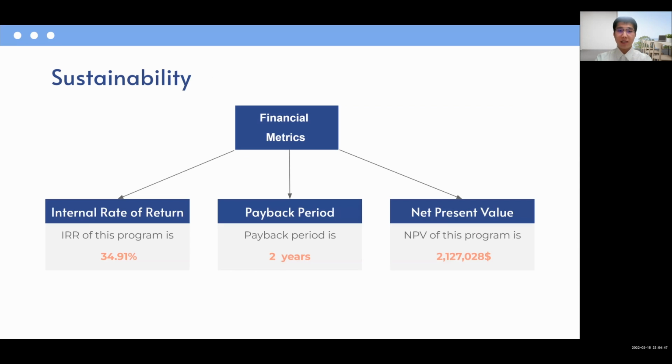So then let's assess this program from some financial aspects and identify its sustainability. As you can see, there are 3 main financial indicators. Firstly, let's take a look at IRR. The IRR of this program is 34.91%, which is quite high. The payback period is just 2 years. And the NPV of this program is 2,127,000, which is quite a lot of money. So it means that this program is sustainable to a large extent and it's a quite good program.